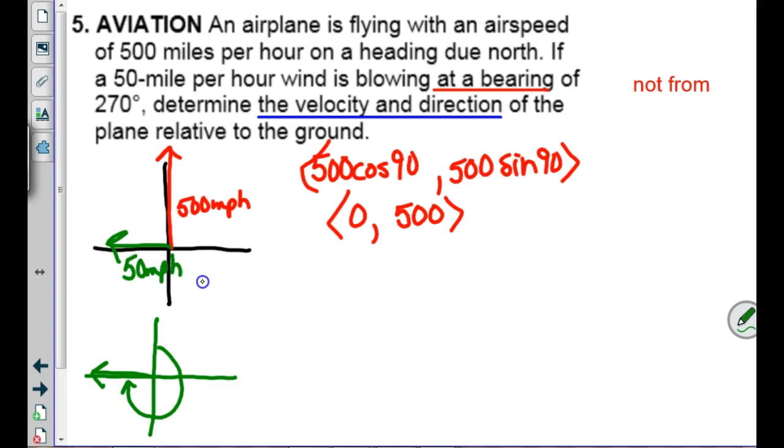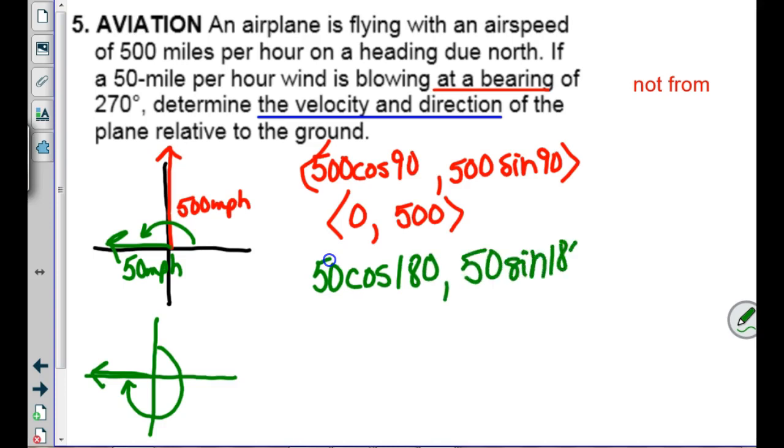So you could do, what would that be off the positive x-axis, guys? Yes, so you could do 50 cosine of 180, 50 sine of 180. Anybody know what it's going to be though? What would get me out to the end of that vector? Left 50 and up 0. Same thing if you type it in, guys.